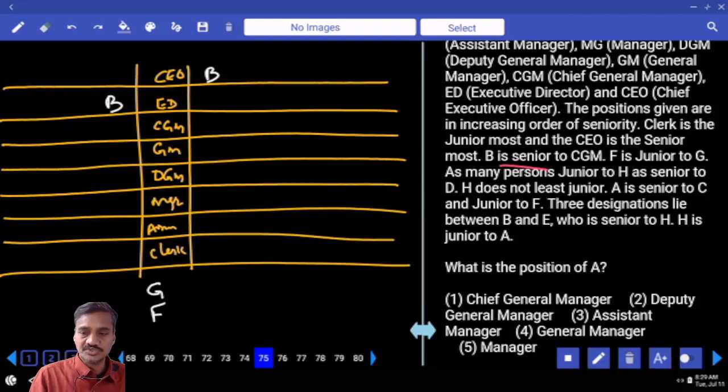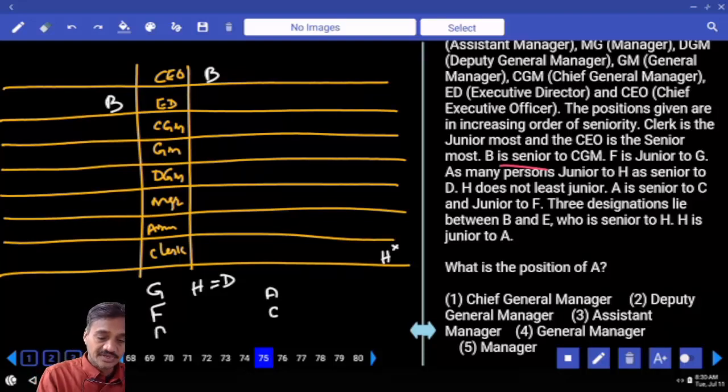As many persons junior to H is senior to D, H and D we need to have equal number of persons. And H is not the least junior, hence H cannot be the clerk at all. And next one, A is senior to C and junior to F. Hence G, F, A and C must be in this order. Clear? G, F, A and C.